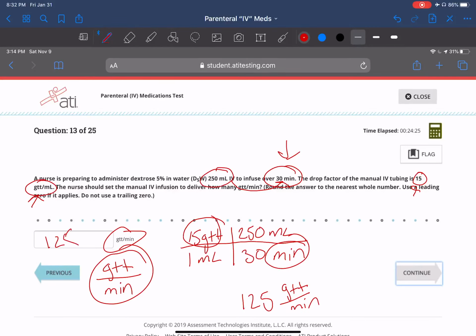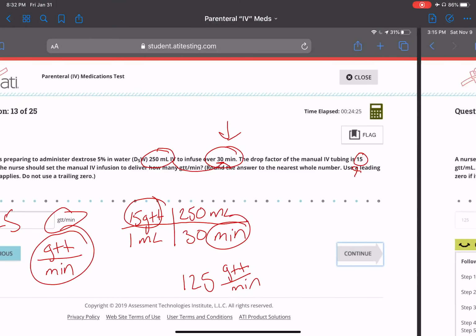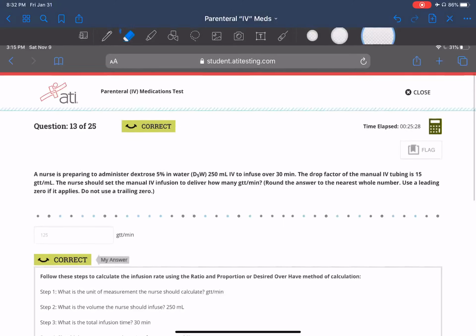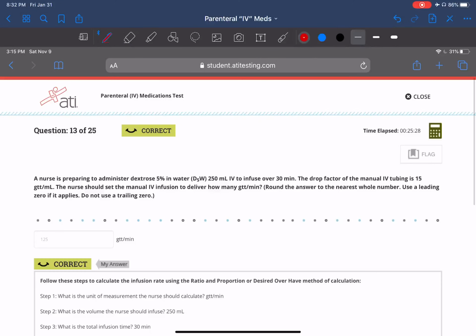And I really hope that's right. So let's go ahead. I just burped, excuse me. Let's go to the next page, make sure that's right. And yes, it is correct at 125.